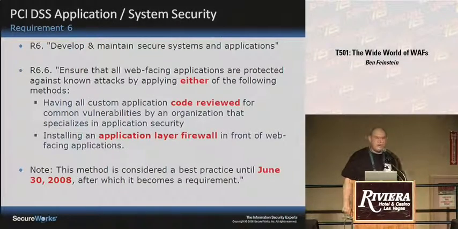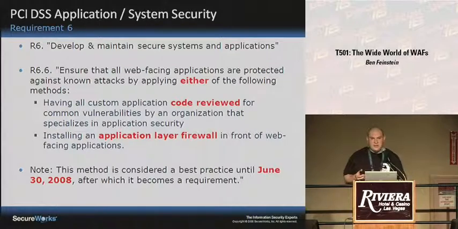So we're going to really focus in on requirement number 6. Requirement number 6 tells people that they need to develop and maintain secure systems and applications. Okay, so 6.6 gets a little bit more specific, but this is still a pretty high-level standard. Vendors need to assure that all their applications are protected against known attacks. They're not talking about 0-days or anything, just known attack vectors.